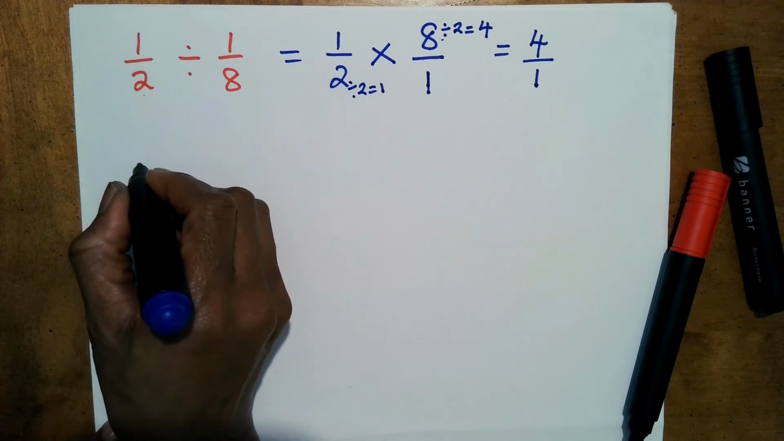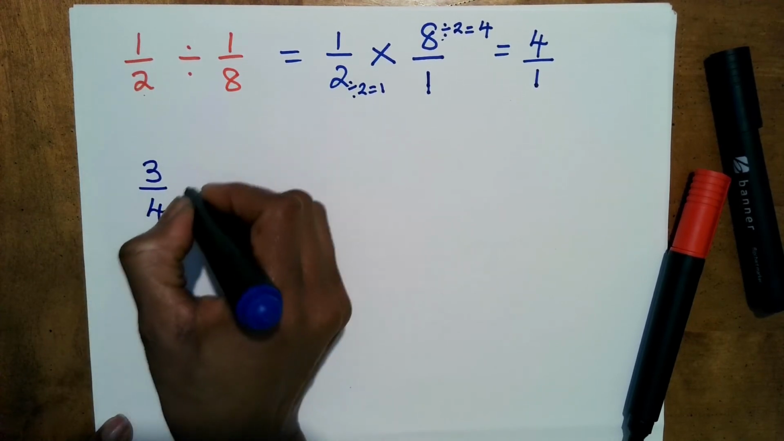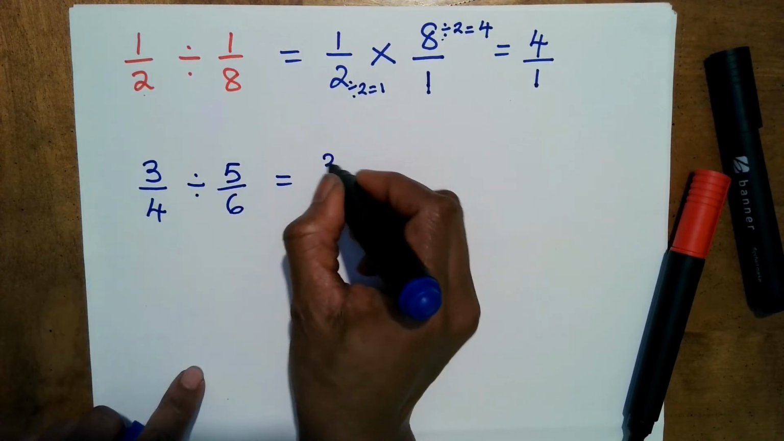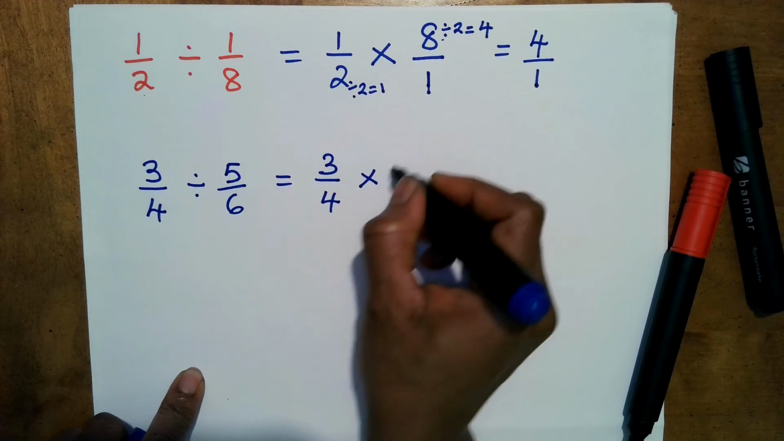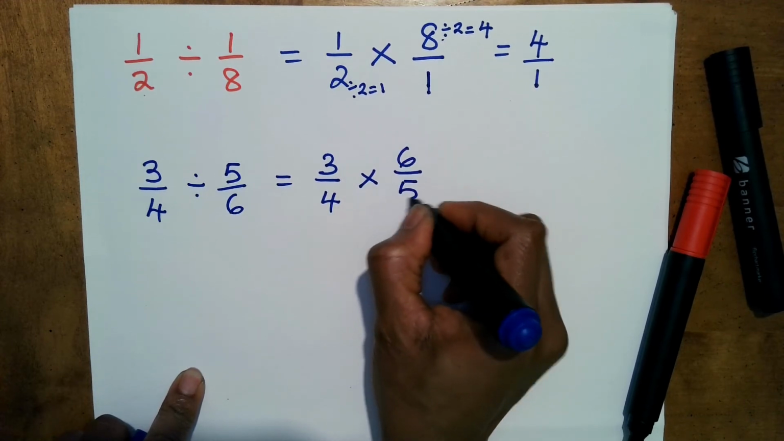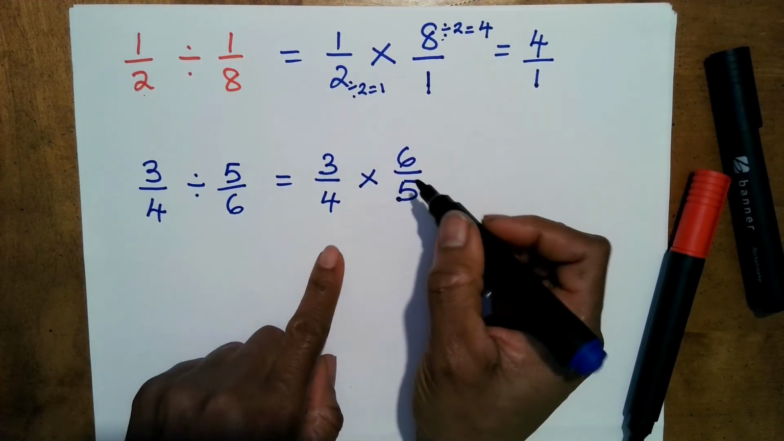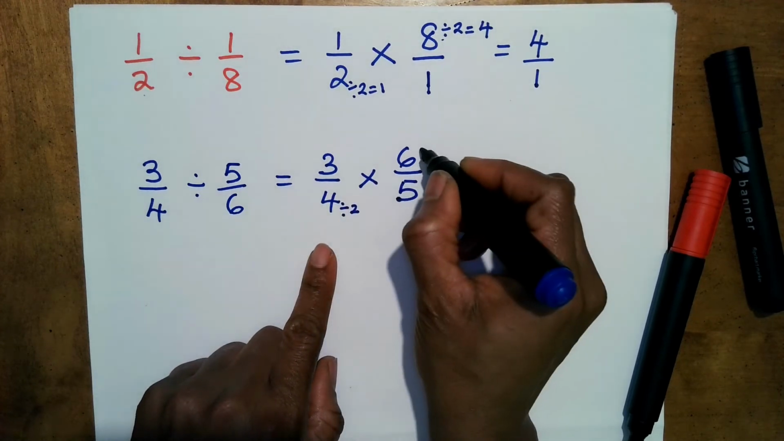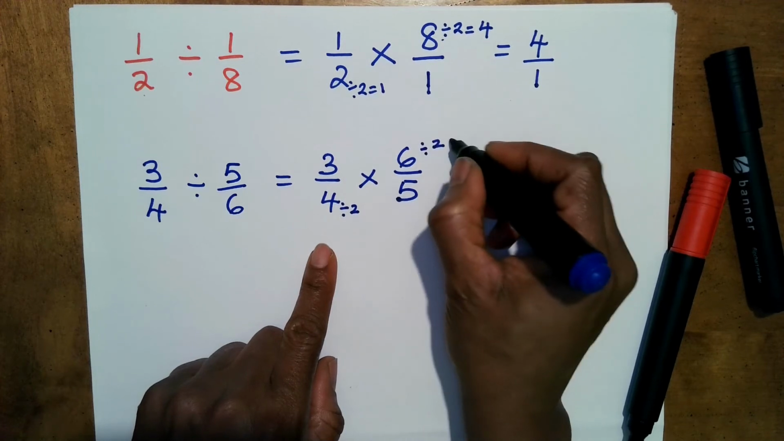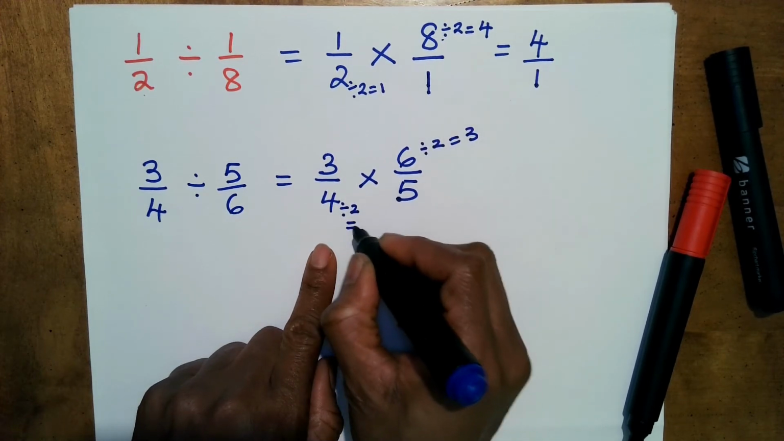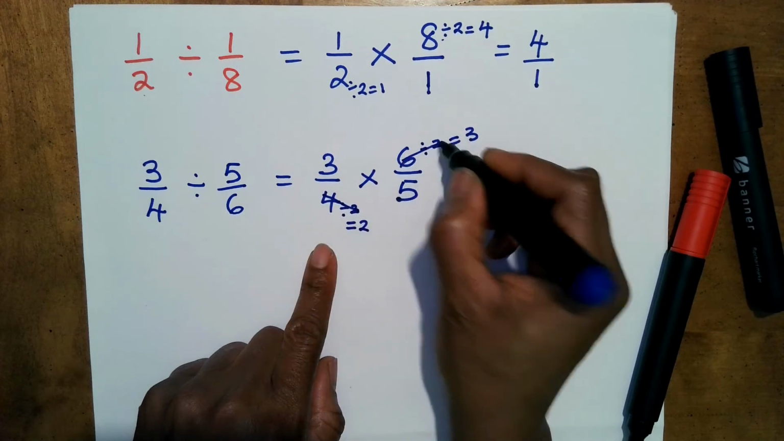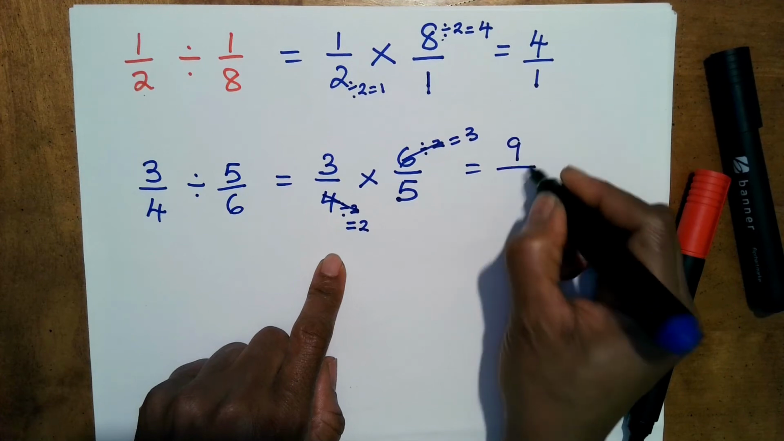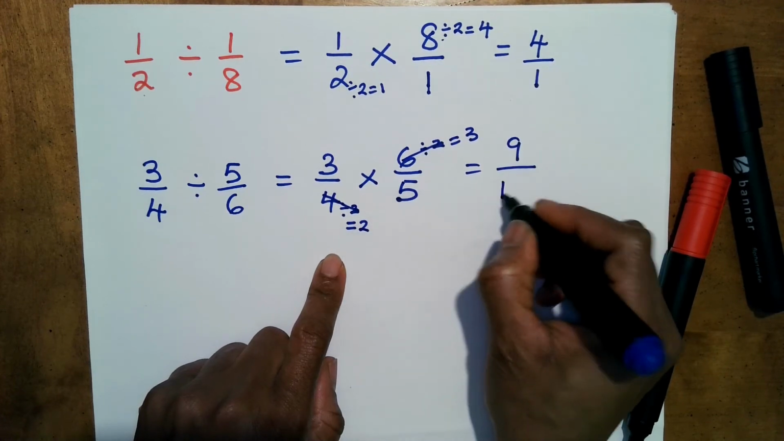So let's look at another example. 3/4 divided by 5/6. Keep the first fraction, 3/4. Change the sign and then flip the second fraction. So if we do that, we can see that we can also divide this by 2, divide this by 2. That will give us 3 here. That will give me 2 here. So I've got 3 times 3 will give me 9. And 2 times 5 will give me 10.